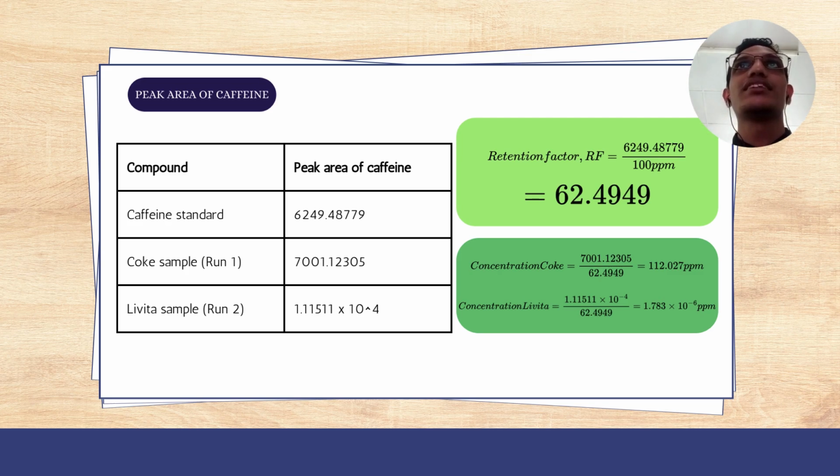So the retention factor is 62.4949, and then we get the concentration of caffeine in Coke is 112.027 parts per million, and the concentration in Libita is 1.783 times 10 to the negative 6 parts per million.